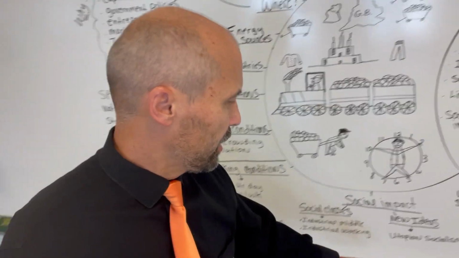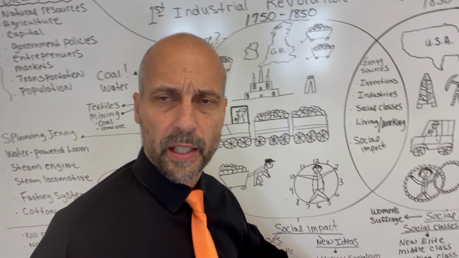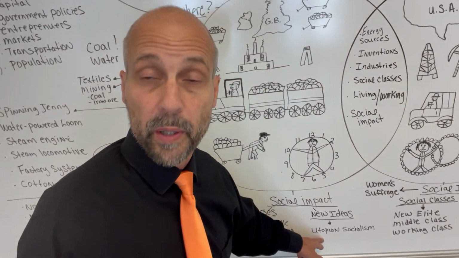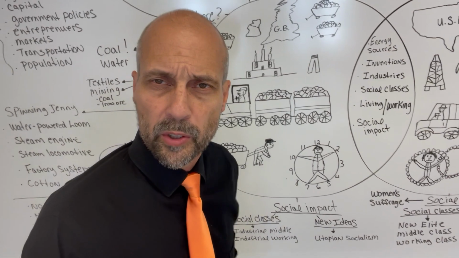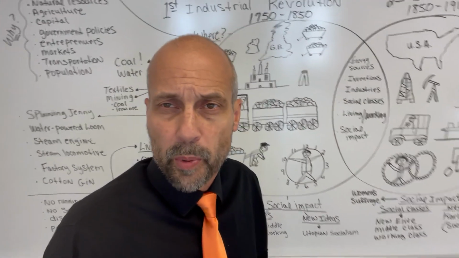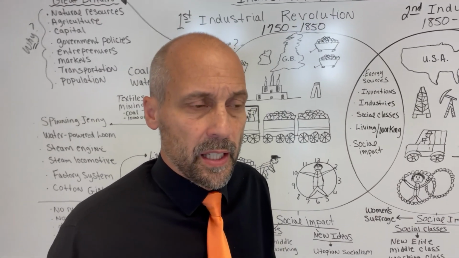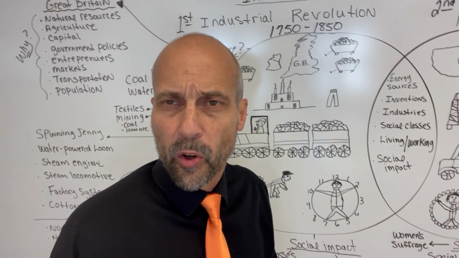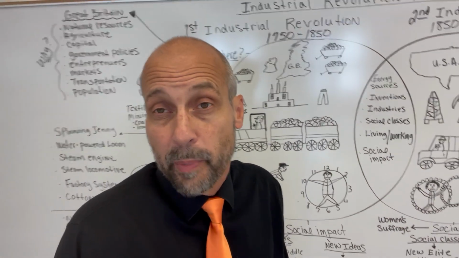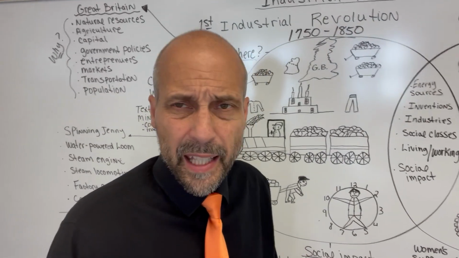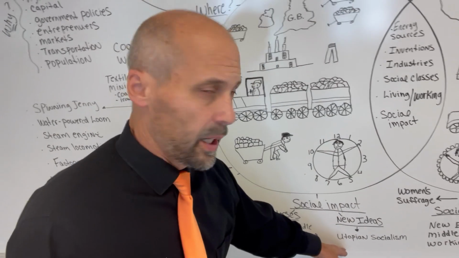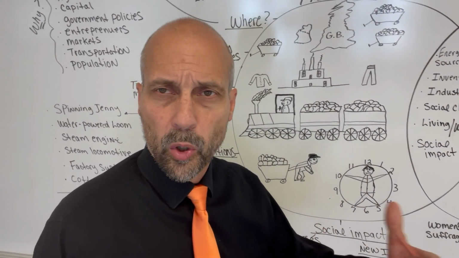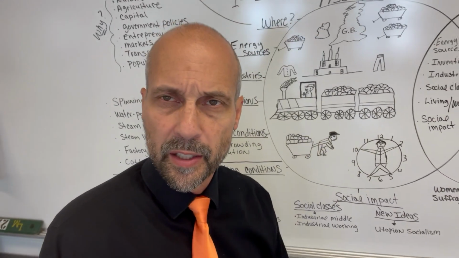And then we also talked about a new idea, the idea of socialism, particularly the utopian socialists. The utopian socialists believed that we could create this utopia, this perfect society, if we could only get government to take control of the means of production, redistribute the wealth, make a more fair, equal society, and put the means of production back into the hands of the workers. And again, many of these ideas originated because of the horrible working and living conditions that people were seeing in these factory towns.